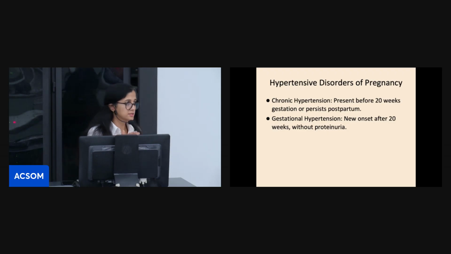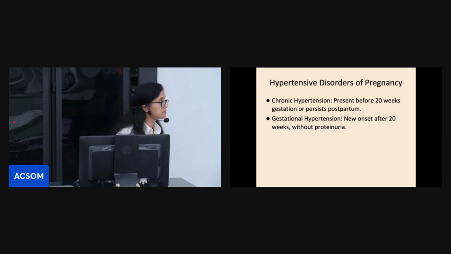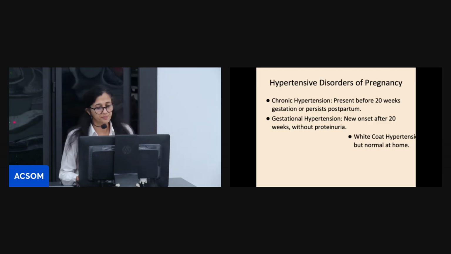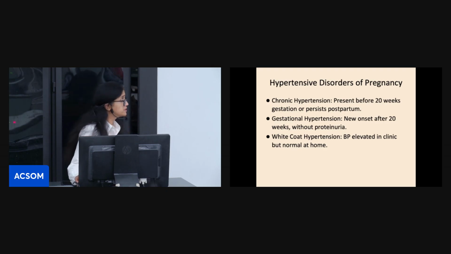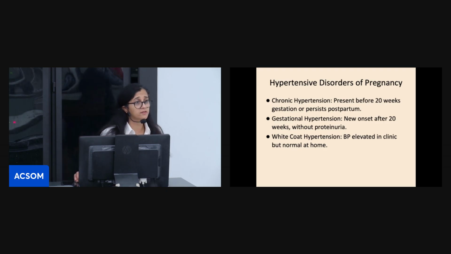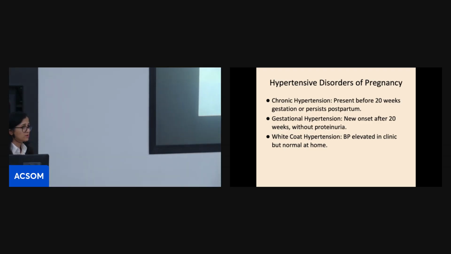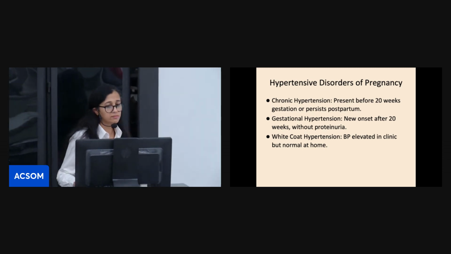Gestational hypertension is new onset of hypertension after 20 weeks of gestation, and you have no signs of proteinuria. So you're not spilling any protein in your urine. That's called gestational hypertension. White coat hypertension, we already talked a little bit about that. That's when you have a blood pressure that's elevated in the clinic, but normal at home if they have a way of testing it at home.